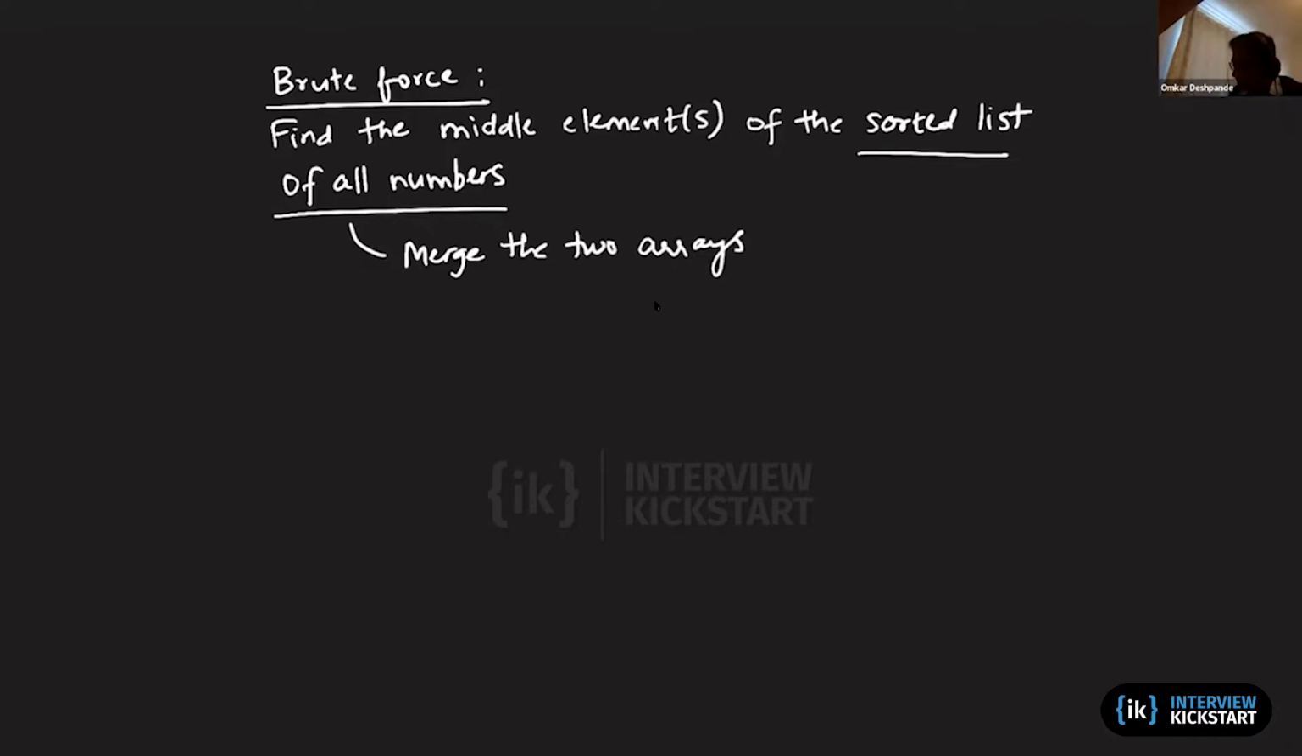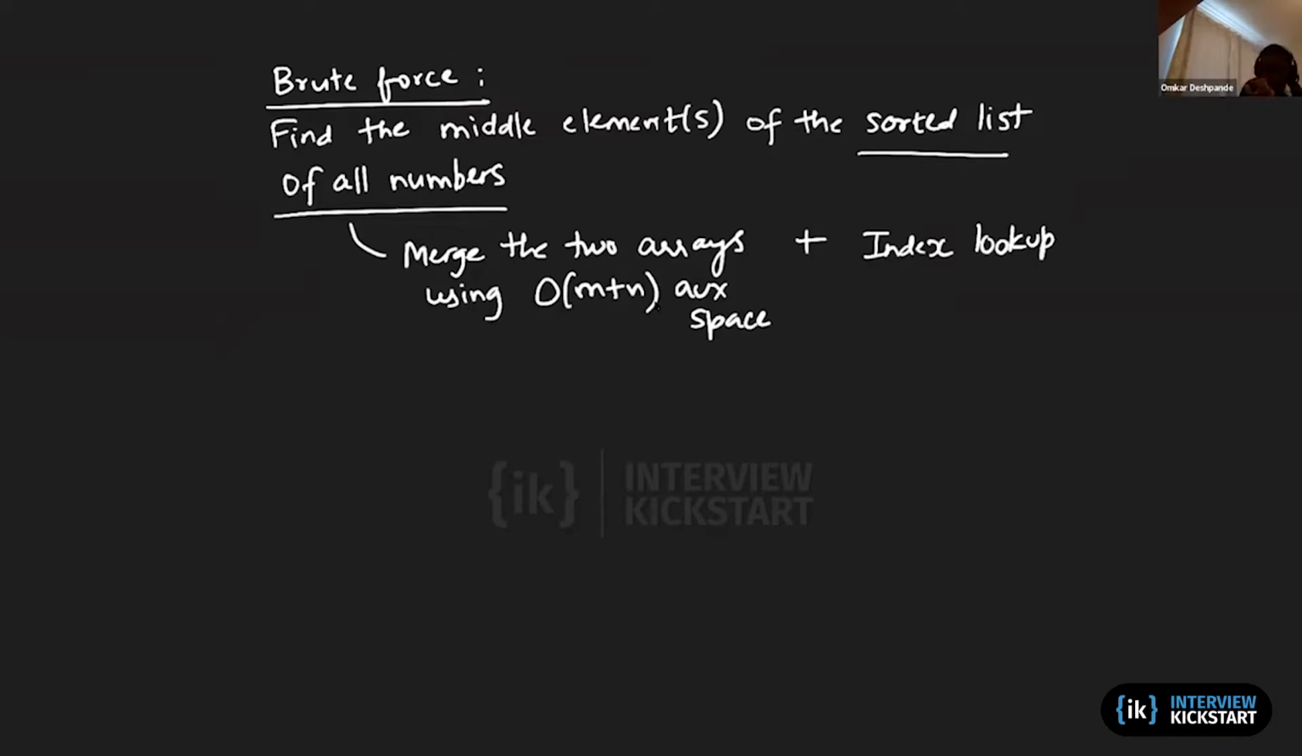We know how to do that in order m plus n time. That's exactly what we do in merge sort. And after merging the two arrays, so this would require auxiliary space. After merging the two sorted arrays into a single sorted array, we would do an index lookup. Either look up the unique number in the middle, or look up the two numbers in the middle and then compute their average and return their average.